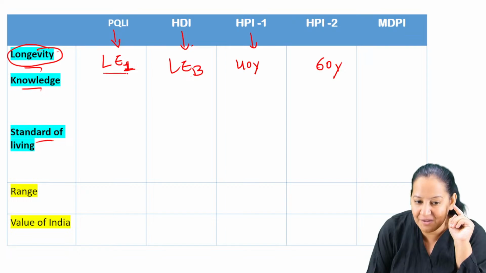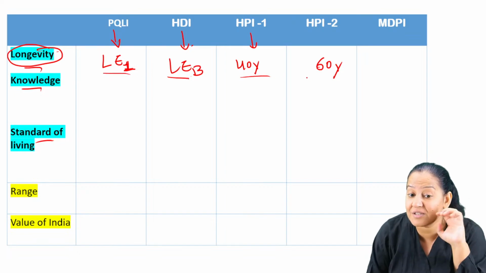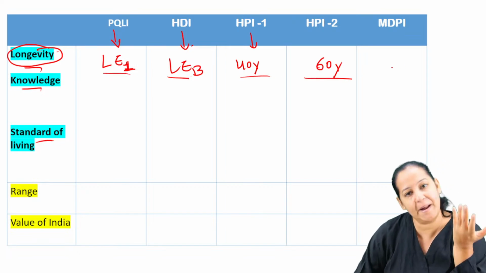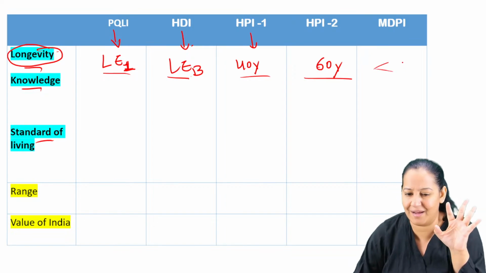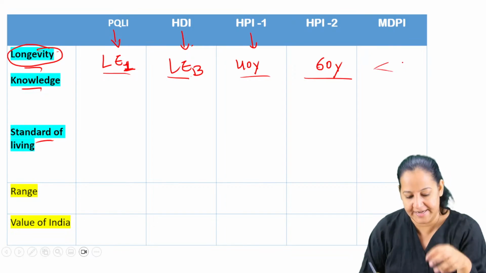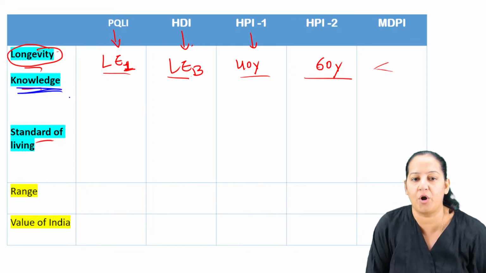Here we are seeing the chances of survival and here we are seeing the chances of dying. You get my point? And in MDPI, there will be 2 indicators. Don't learn them, but 2 indicators are there. Now coming on the next one. The next is the knowledge. Compare knowledge in all of them.